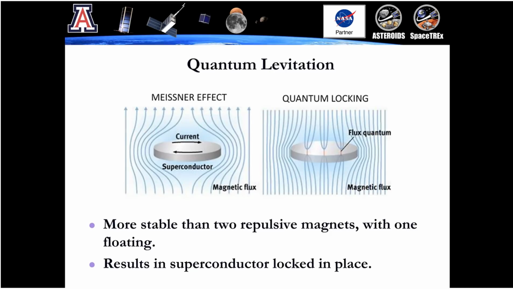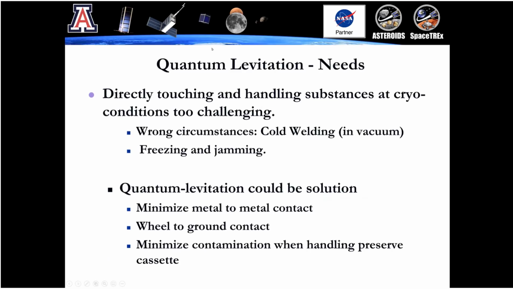How this is possible is due to the principle in quantum levitation, where we take a magnetic flux, and at superconducting temperatures, it results in these quantum flux fields being locked in place. And so this ends up enabling us to hold together objects much like having two magnets in repulsion, but with a lot more stability. This whole quantum levitation principle can enable us to do a lot of things with robotics.